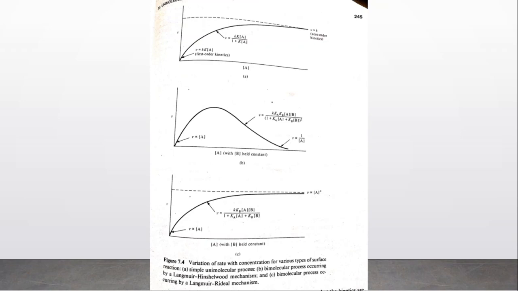Now this is a graph representing the rate against the concentration of the molecules. The first figure is a unimolecular adsorption, which represents the Langmuir adsorption isotherm. That is, at higher concentration it follows zero order kinetics. And the second two, B and C, are the graphs for a bimolecular reaction. A bimolecular reaction can take place by two mechanisms, that is the Langmuir-Hinshelwood mechanism and the Langmuir-Rideal mechanism.